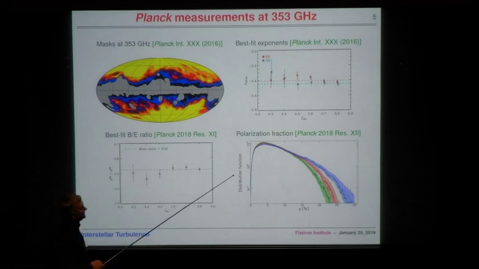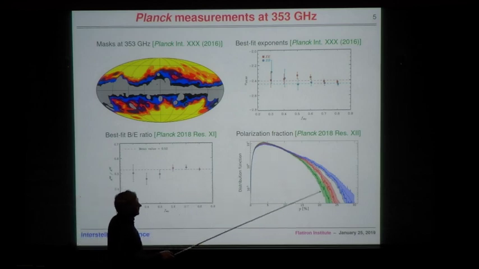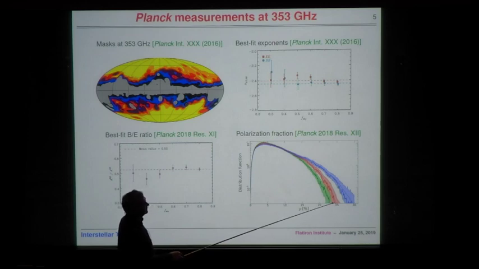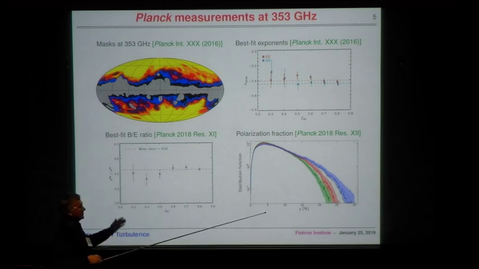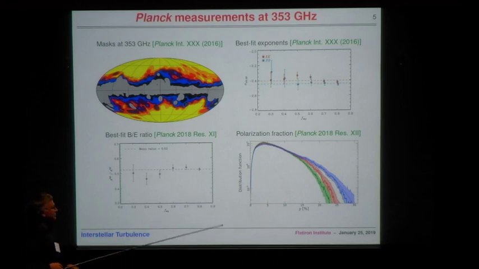So then the polarization fraction PDF, probability density function, looks like that. And this is the fiducial model. And these are two more specific models that show how confident we are in this distribution, okay?